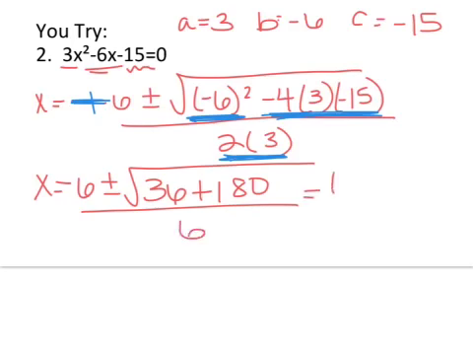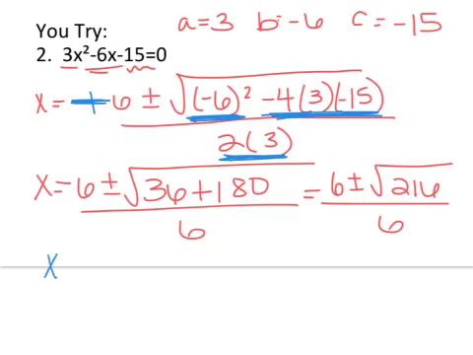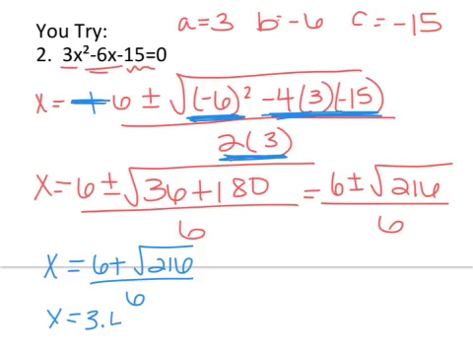So you'd have 6 plus or minus, if I add those numbers in the square root, I get 216, all over 6. Again, if you put the square root of 216 in the calculator, it's not going to come out as a whole number, so go ahead and leave it as a decimal for now. So you should put in x equals 6 plus the square root of 216, enter, divide by 6, hit enter again, and you get x equals 3.45. Make sure you round that correctly.